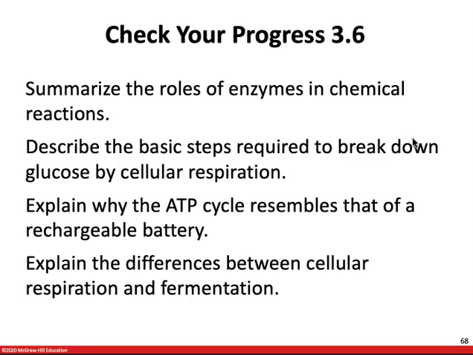All right, so for this section, you should be able to summarize the roles of enzymes in chemical reactions, describe the basic steps required to break down glucose by cellular respiration, explain why the ATP cycle resembles that of a rechargeable battery. We didn't really go into that in great detail in this lecture. However, your textbook does review it and spends quite a bit of time going over that. So do spend a little bit of time with your ATP cycle. And then explain the differences between cellular respiration and fermentation. I would also like you to know the advantages and disadvantages to each. All right, and that's it for this section.